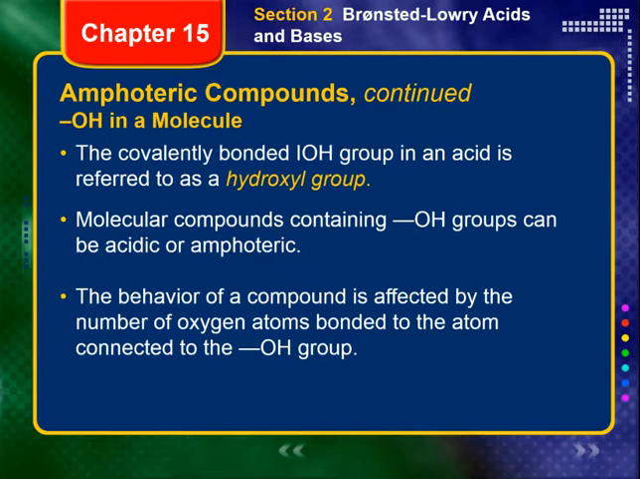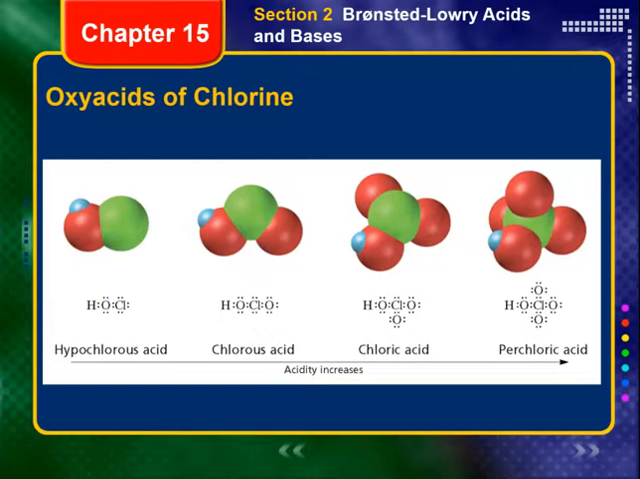Now an OH group. Now this is not a hydroxide. This is not a hydroxide anion. This is an OH group. It's not an ion. It's actually attached to something. It's bonded to something. The covalently bonded OH group in an acid is referred to as a hydroxyl group. It's a functional group. Molecular compounds containing OH groups, hydroxyl groups, can be either acidic or they can be amphoteric. They can act as an acid or a base. The behavior of a compound is affected by the number of oxygens bound to the atom which is connected to the hydroxyl group.